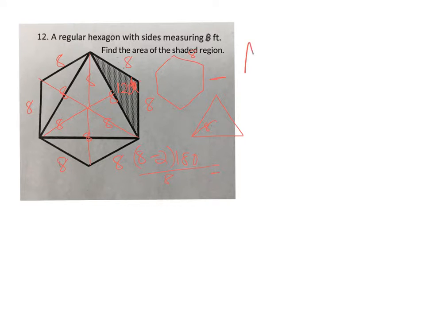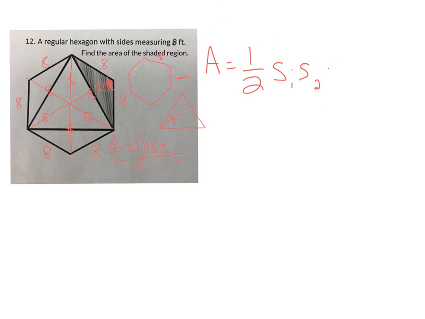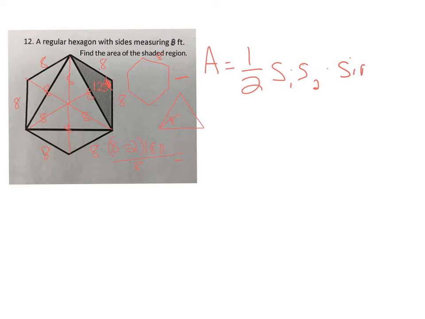Now, I'm going to use a trig triangle formula, which says the area is 1/2 of any two sides, side 1 times side 2, times the angle in between them, or rather the sine of that angle.